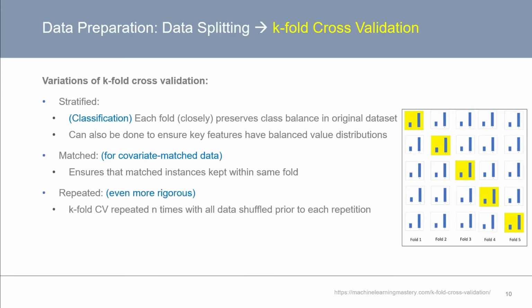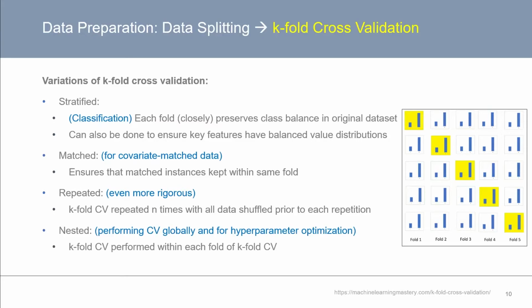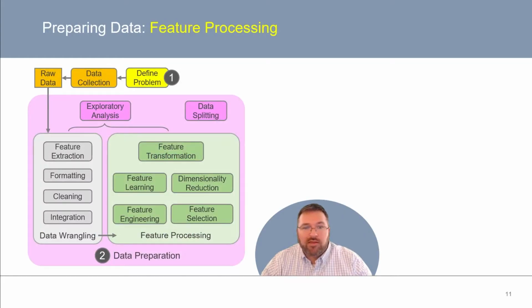The third variation is repeated cross-validation. This simply seeks to provide even more rigor and reliability to the analysis by repeating the cross-validation procedure some n number of times, with the original data reshuffled prior to each repetition. And lastly, the fourth variation we mentioned earlier, specifically nested cross-validation. This is where cross-validation is secondarily employed within the training partition of a primary cross-validation split. As mentioned, this is commonly done to evaluate models at the primary level and to evaluate hyperparameter optimization at the secondary level.